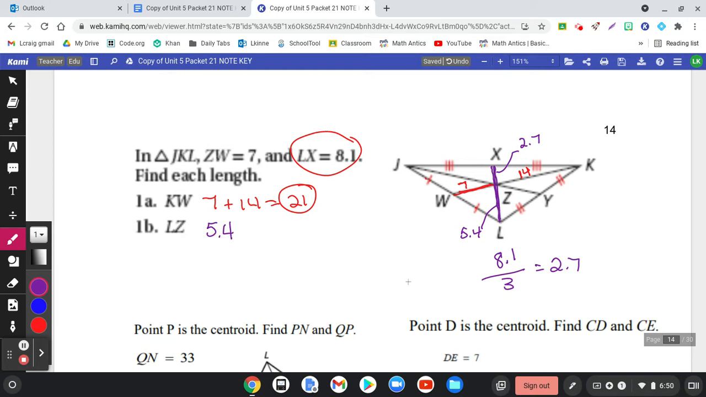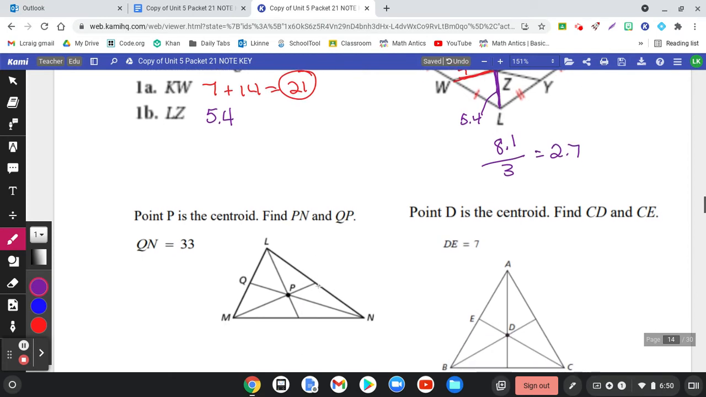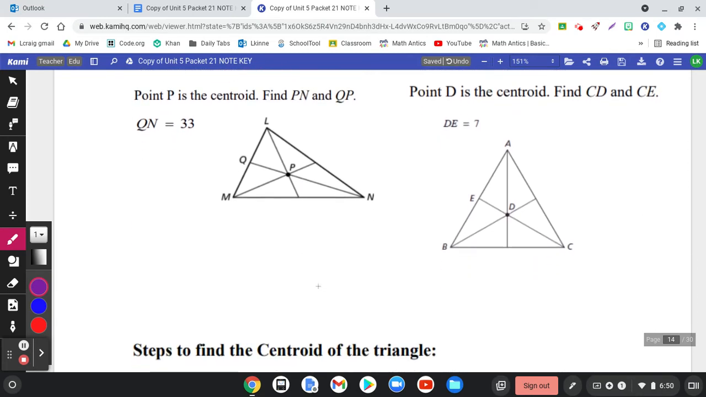Okay. So again, why don't you pause the video, give these two a try? All right, so let's see. Point P is the centroid, okay? So we know that this is one section, this is 2. So if QN, that's the whole thing, is 33, and you want to find PN and QP, well, if the whole thing is 33, we're going to break it into 3 parts, so each part's 11. The little part's 11. This has 2 parts, so it's 22.